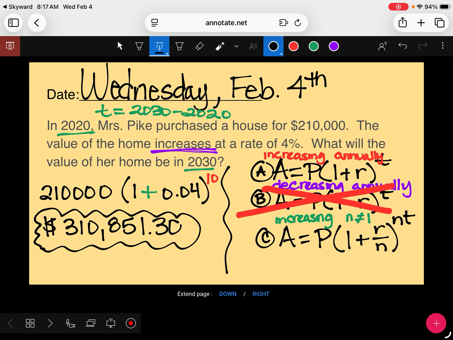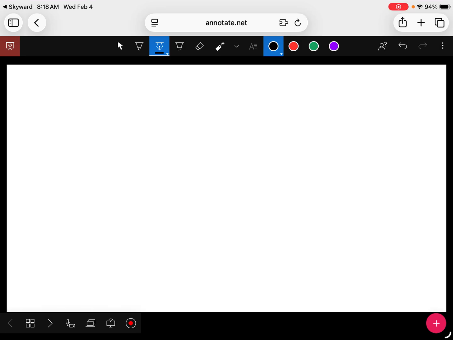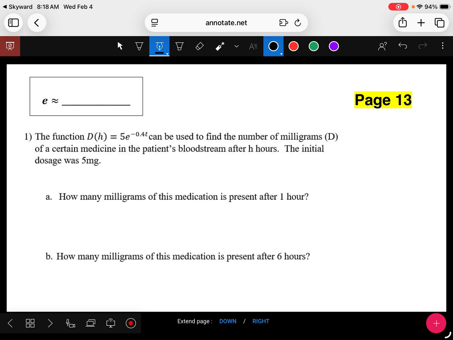All right, y'all. So we're going to talk about a new mathematical constant. Has everyone heard of pi? What does pi equal? 3.14. All right, good. So I'm actually skipping a page. We're going to come back to 12 later. We're going to go to page 13. We're going to talk about a new key, and it's E.